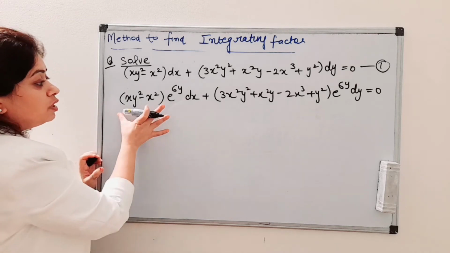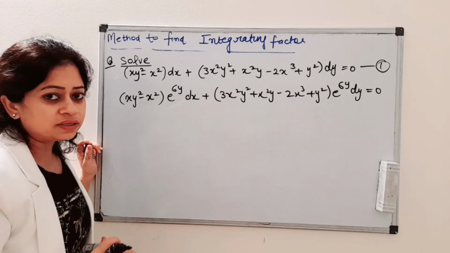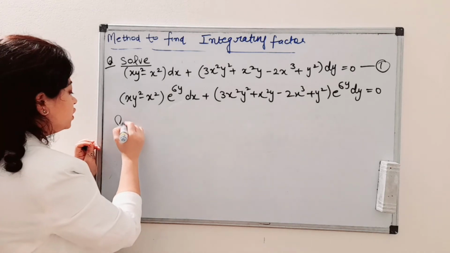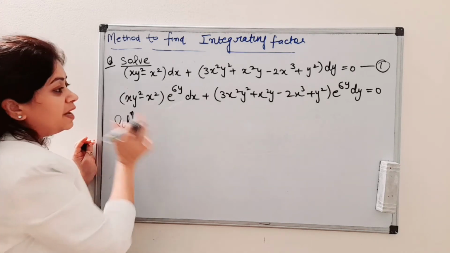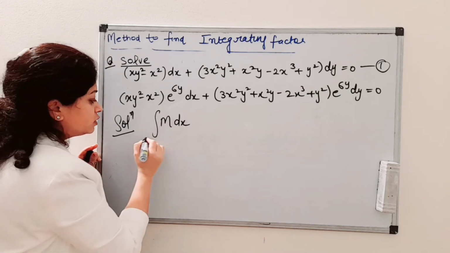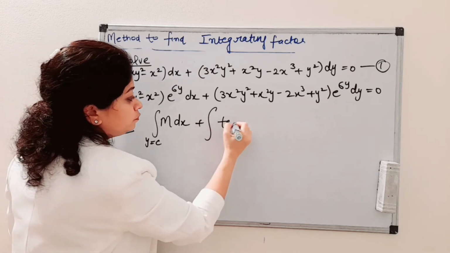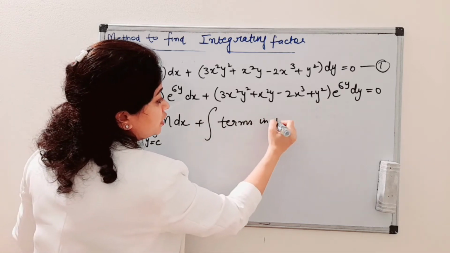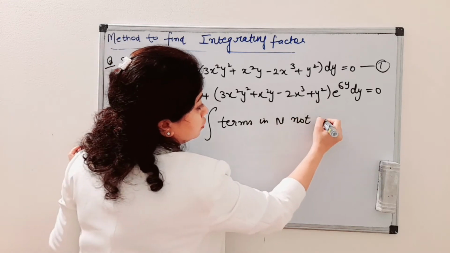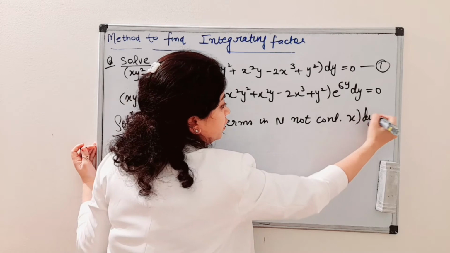So now we have this, and we need to solve it. How will we solve this? What is the solution of an exact differential equation? It is the integral of M dx, with y constant, plus the terms in N not containing x, integrated with respect to y, equal to c.